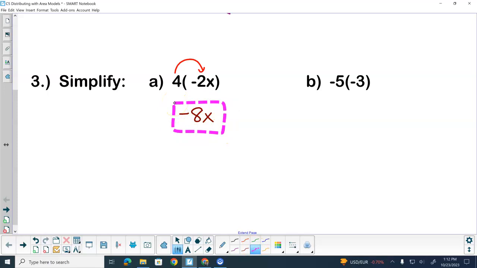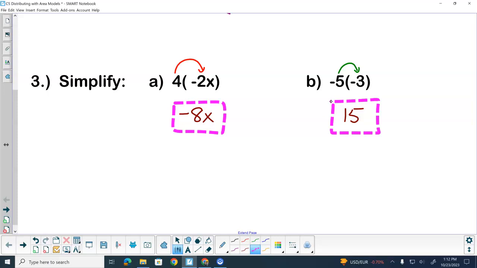Okay. 5 times negative 3. Ooh, you sure? Why positive? Negative times a negative is positive. Yeah. Catch. Questions on those?